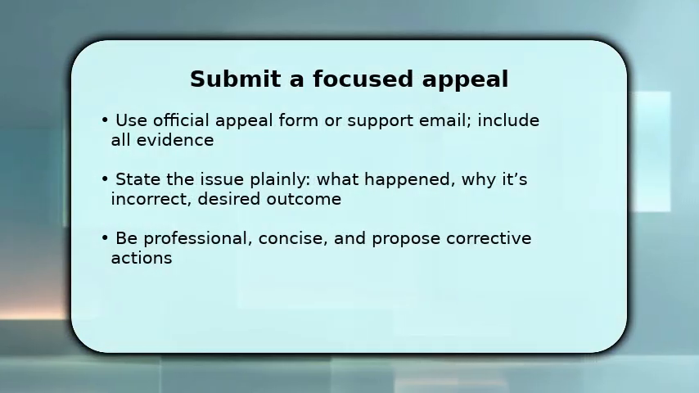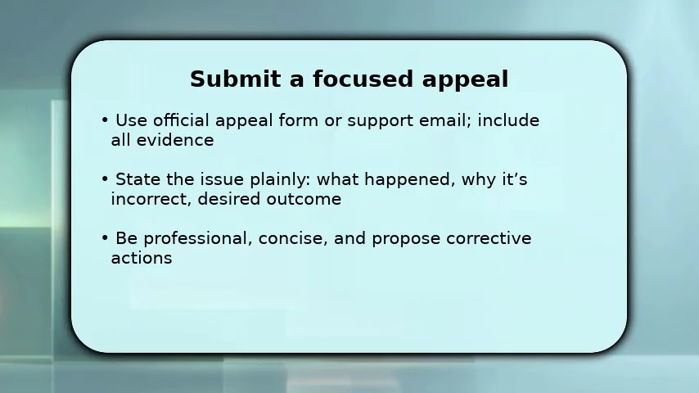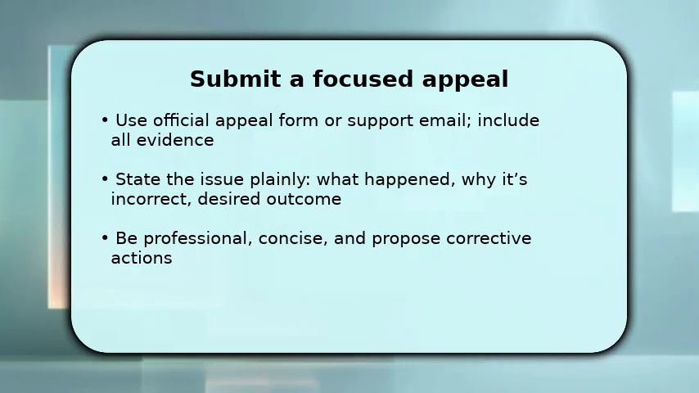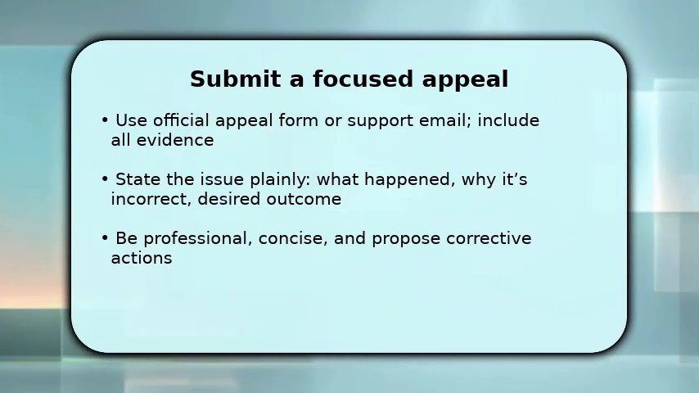Next, open the official appeal channel and paste your timeline and evidence. Explain clearly why the ban is incorrect or disproportionate, citing the specific policy language you reviewed. Offer corrective steps you will take and request a targeted remedy like account reinstatement or reduced suspension. Keep sentences short and avoid anger. A calm tone increases the chance of escalation.